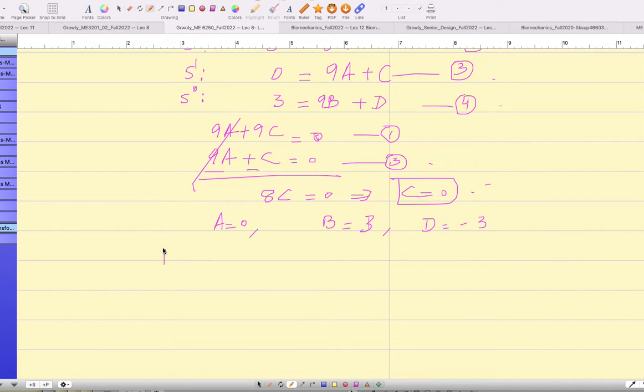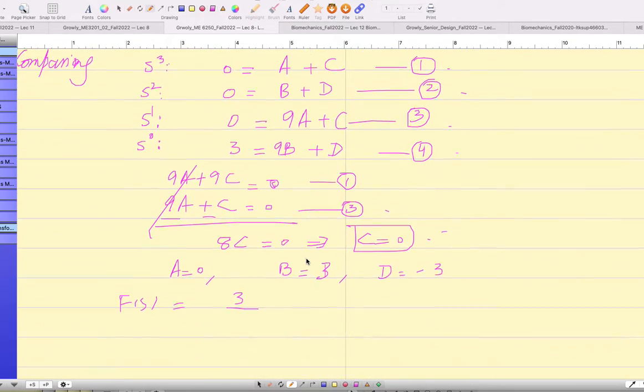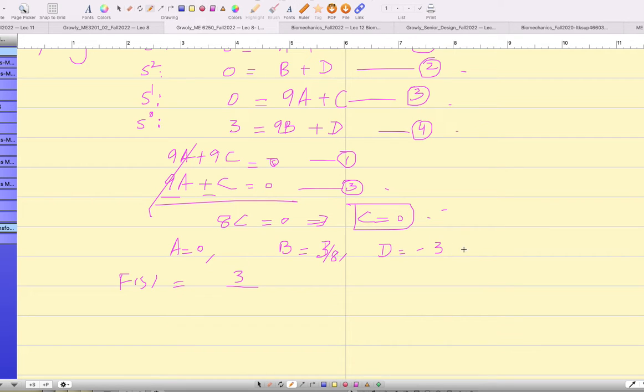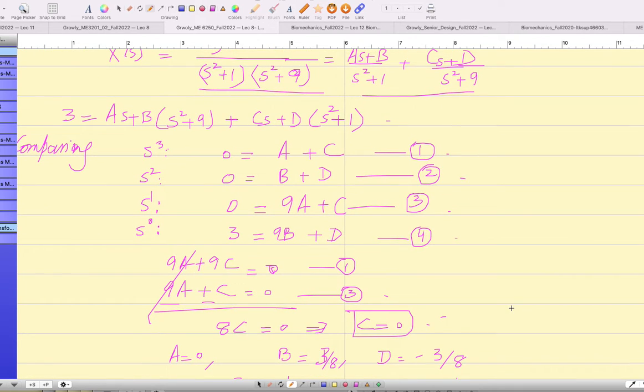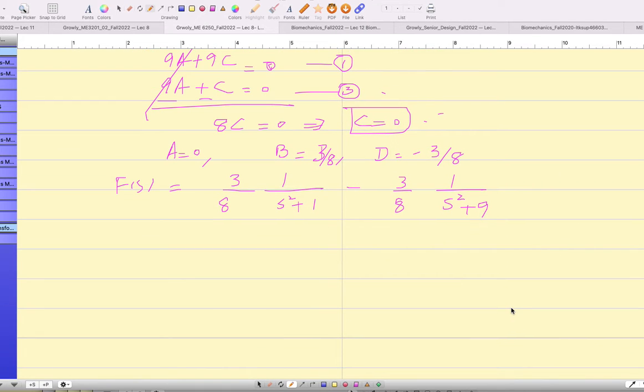I can write down the left hand side, which is F of s. This is 3 over 8 times 1 over s squared plus 1, minus 3 over 8 times 1 over s squared plus 9. I'm sorry, this is confusing, but this is correct now. If you look over here, it is the same thing I wrote down. So now we have written it down, let's take the inverse Laplace.